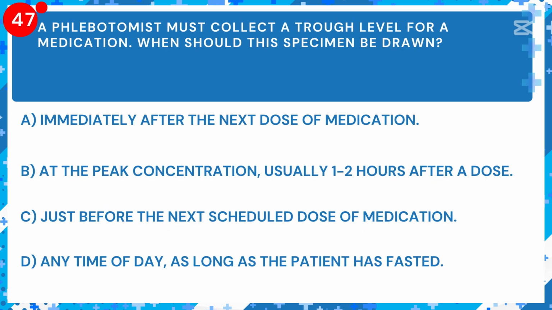Question 47. A phlebotomist must collect a trough level for a medication. When should this specimen be drawn? A. Immediately after the next dose of medication. B. At the peak concentration, usually 1 to 2 hours after a dose. C. Just before the next scheduled dose of medication. D. Any time of day, as long as the patient has fasted.